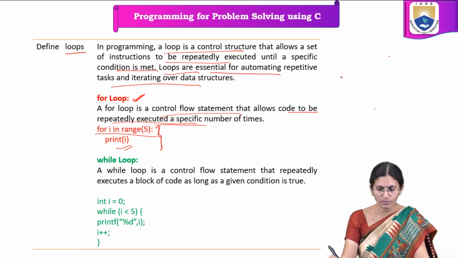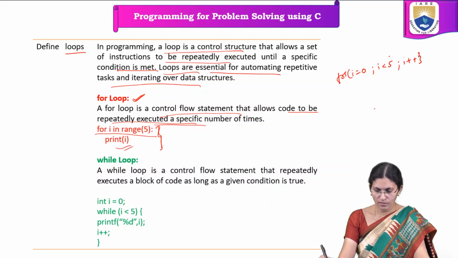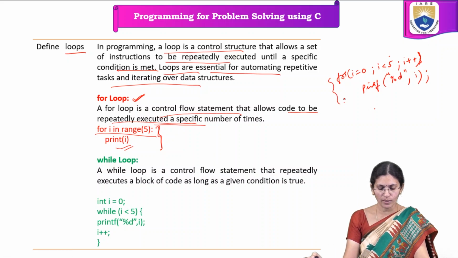A similar for loop you can write in the C programming language also. The syntax in a C program is for I is equal to 0, I less than 5, and then I plus plus, print I. Instead of print, we have the printf statement. Along with that, we also have the format specifier %d and then a comma. This is how you can do it in the C programming language.